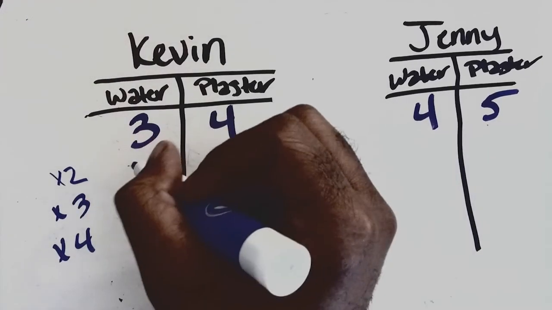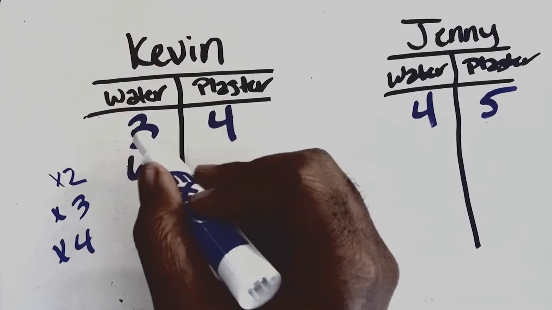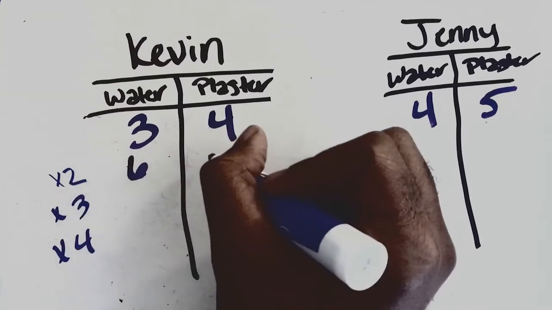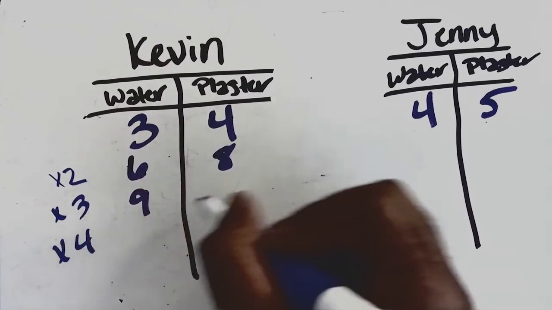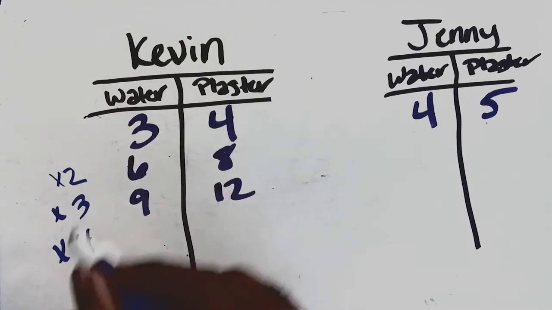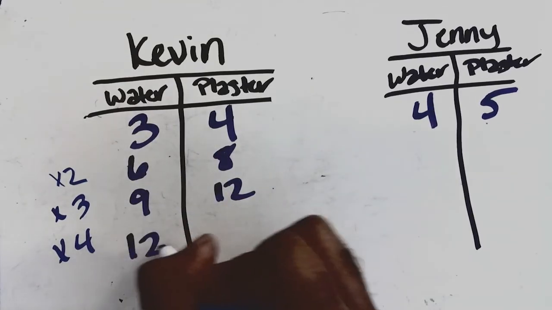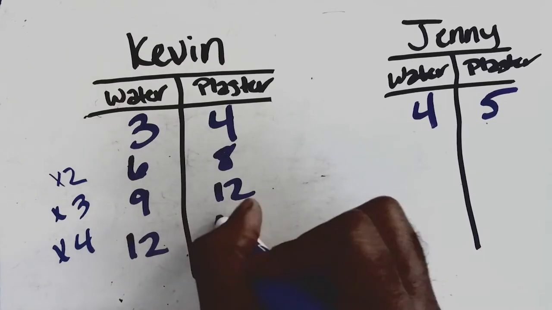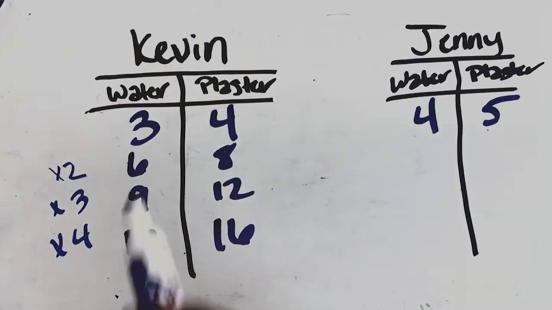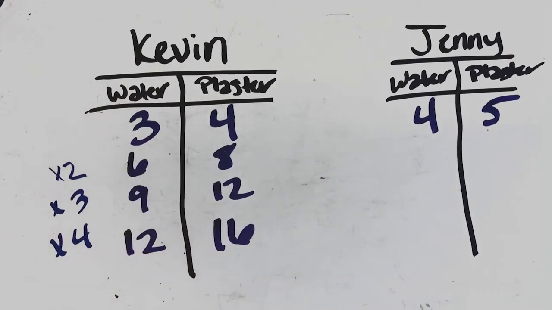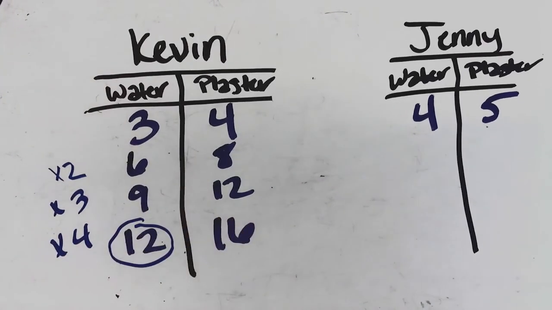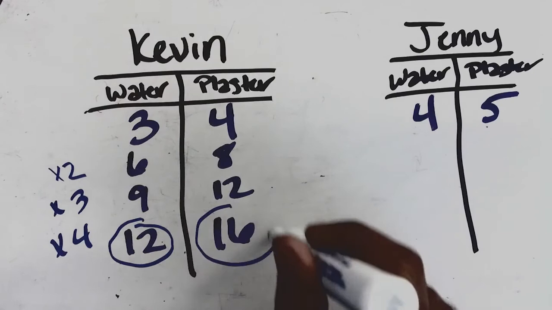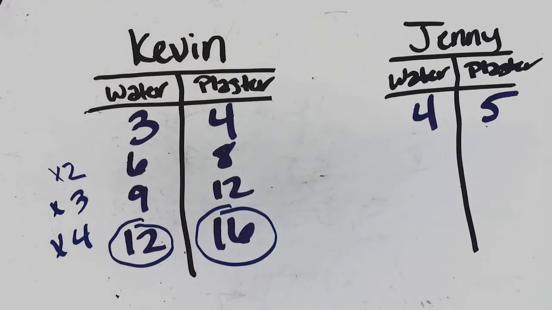So 3 times 2 is going to give me 6. 4 times 2 is going to give me 8. 3 times 3, 9. 4 times 3, 12. 3 times 4, 12. 4 times 4, 16. And I can stop here because I'm looking for 12 cups of water, which gives me 16 plaster.